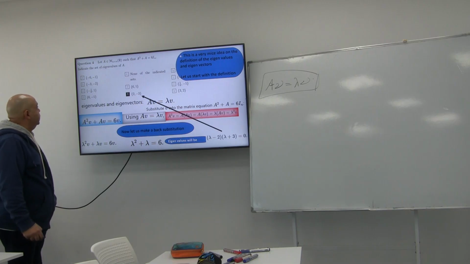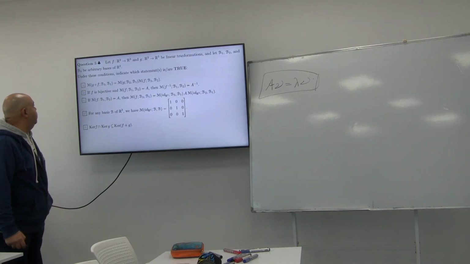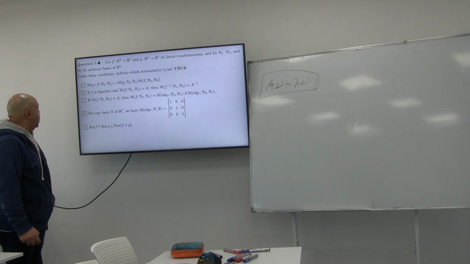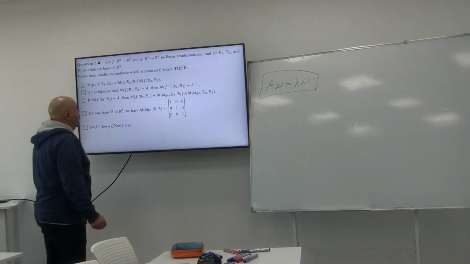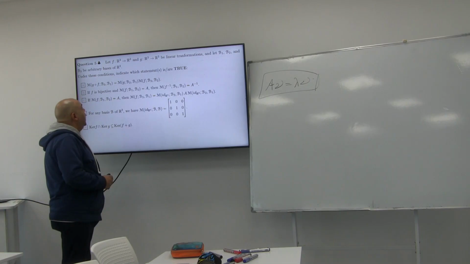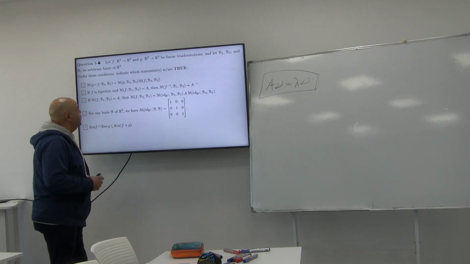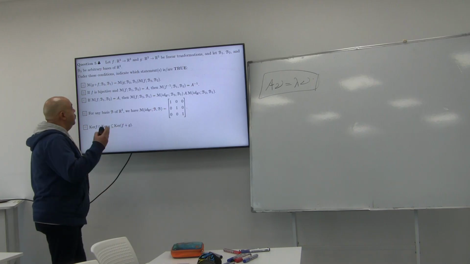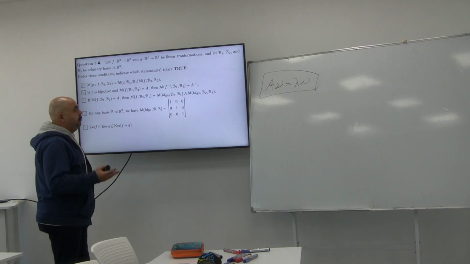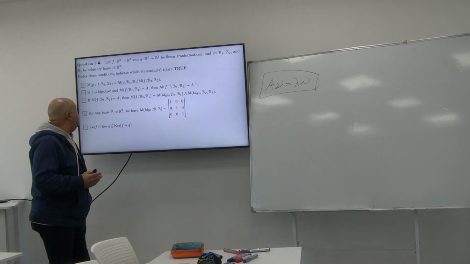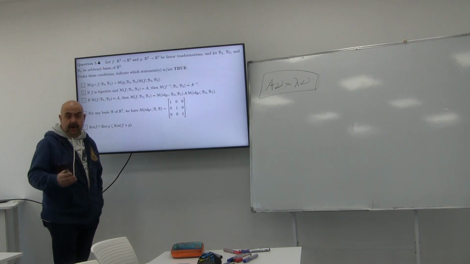Okay, perfect. Now for question number 5. He is asking you, let f from R3 into R3 be a linear transform, and another function, g, also moving from R3 into R3, be both linear transforms. Let B1, B2, and B3 be arbitrary bases for R3.